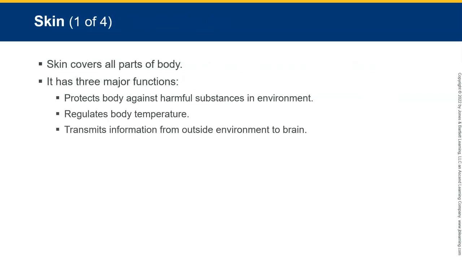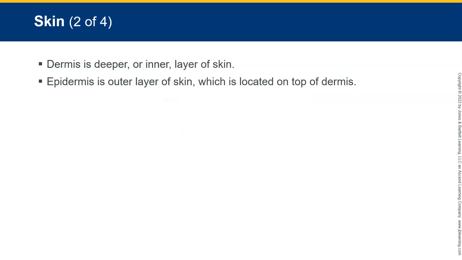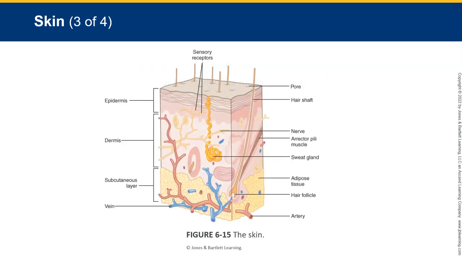Skin. All parts of the body are going to be covered by skin. It has three functions, as you see: protects, regulates temperature, transmits information. So it's hot outside. Your skin tells your brain that it's hot outside, and it tells you to go take a cold shower or to turn the air conditioner on or whatever. The dermis is the deeper or inner layer of skin. The epidermis is the outer layer of skin, epi being above.